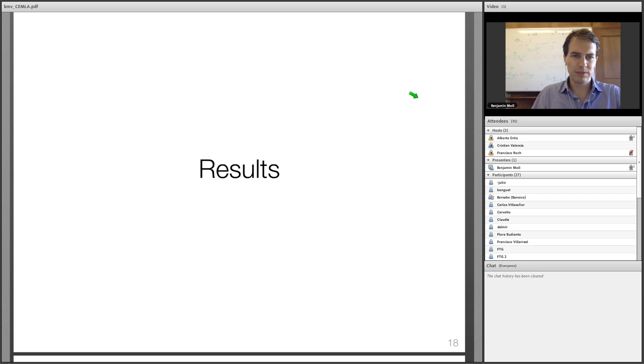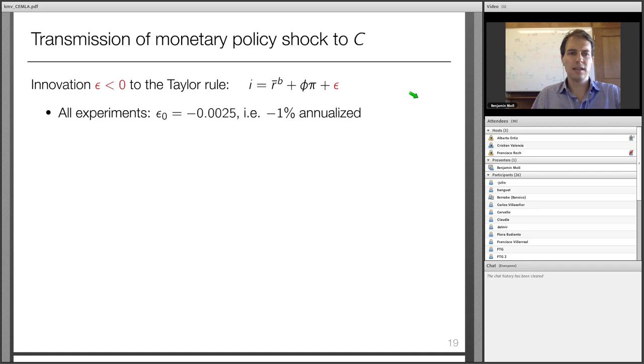So the main thing I'm going to show you is the transmission of a monetary policy shock. We're going to follow the standard textbook exercise that people do. We're going to do the response of the economy to an expansionary monetary policy shock, meaning an innovation, epsilon, a negative innovation to the Taylor rule. We're going to assume that the central bank operates a Taylor rule that looks like this: nominal interest rate equals some intercept plus some coefficient phi times inflation plus this monetary policy error or innovation. Note this Taylor rule has no term for the output gap. You could put that in, it makes zero difference. We wanted to keep it simple, so we have the Taylor rule only responding to inflation.